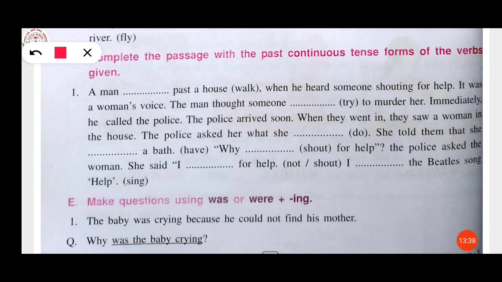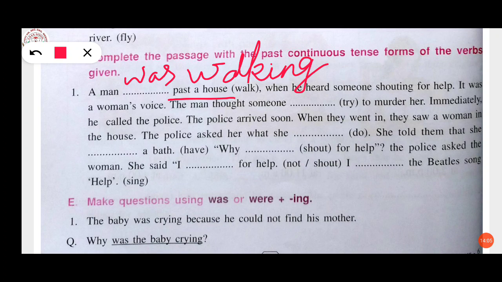Next is students, the same one, that complete the passage with the past continuous forms of the verbs given. Now here I want to tell you that we use was for singular and were for plural. So like this we have to see here that first one is given, a man passed a house. A man was walking when he heard shouting for help. It was a woman's voice. The man thought someone was trying to murder her.